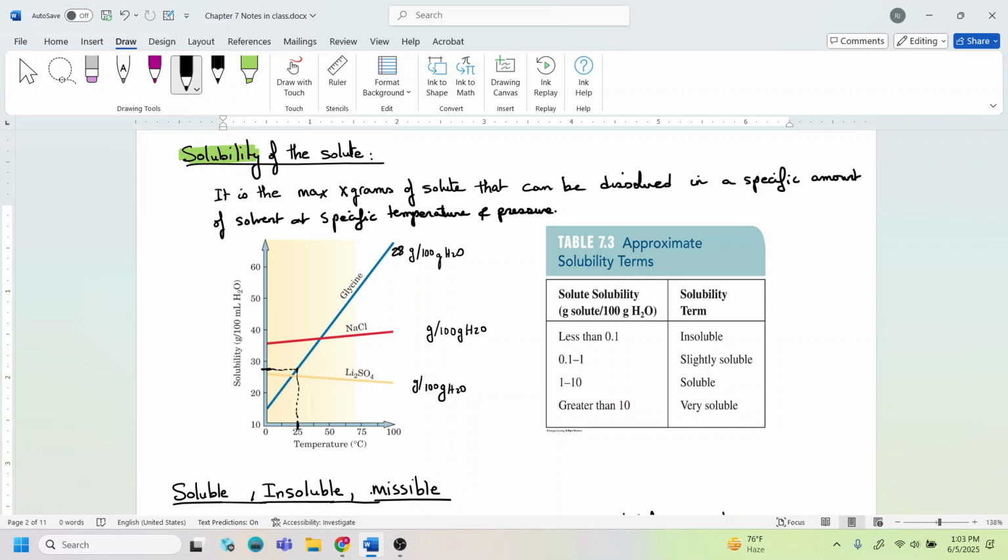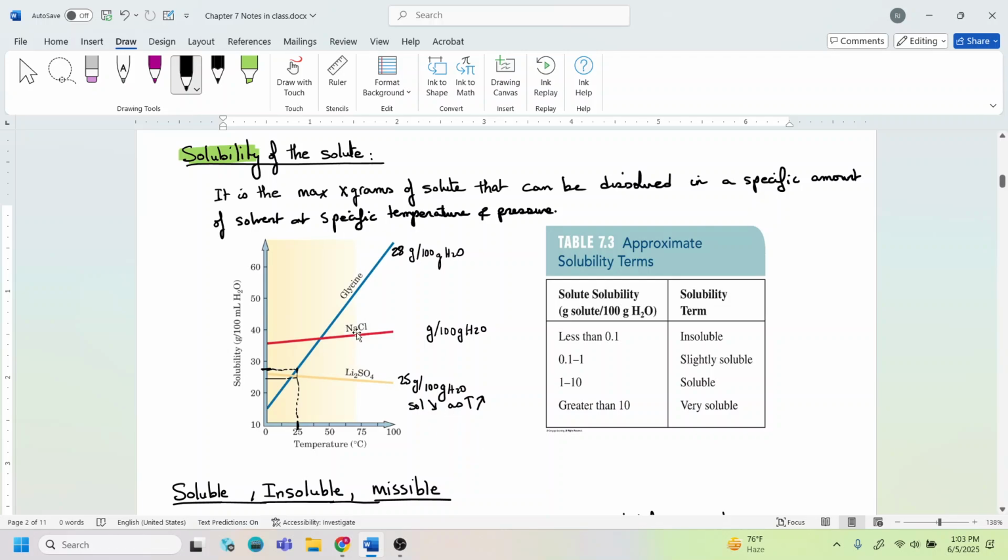But again, you would need to record the temperature that you are working with. So for the lithium sulfate, we are looking at around 25 grams at room temperature. And as you can see, the solubility decreases as the temperature increases for the lithium sulfate. So it's not always necessary that as the temperature increases, the solubility increases. No, here we do have it opposite.